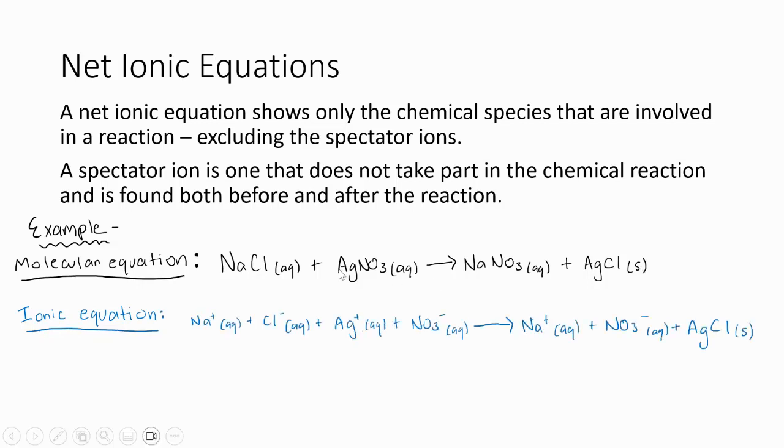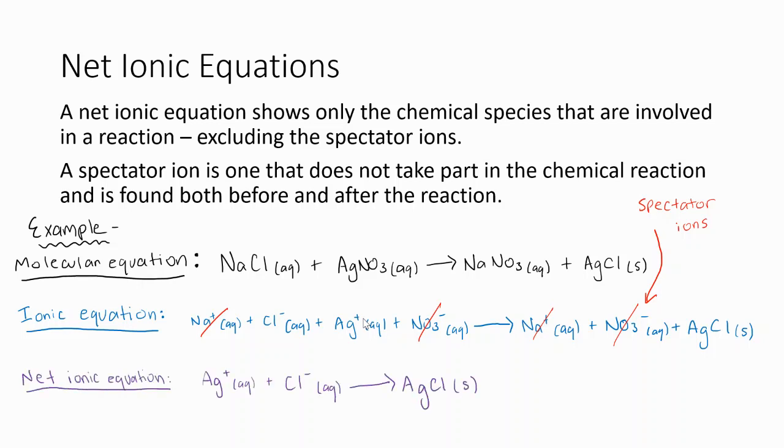Okay, now you can see here that we've got sodium plus aqueous on this side and sodium plus aqueous on this side. Those are spectator ions. They're not actively involved in the reaction, so we're going to cancel them out. It's the same with the nitrate ions on both sides. It is not the same with silver and chloride because they are in the solid state here and the aqueous state here, so they must stay. Now we can write the net ionic equation.